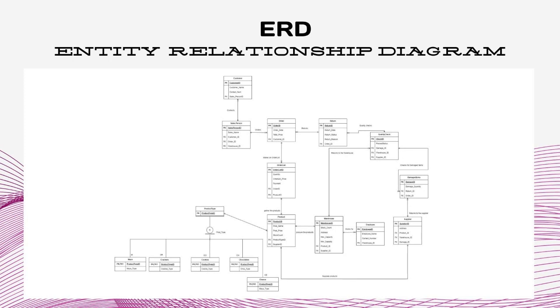For the customer table, it contains the customer ID, which is the primary key, customer name, contact number, and salesperson ID. For the orders table, it contains the order ID, which is the primary key, order date, total price, customer ID, and order status.